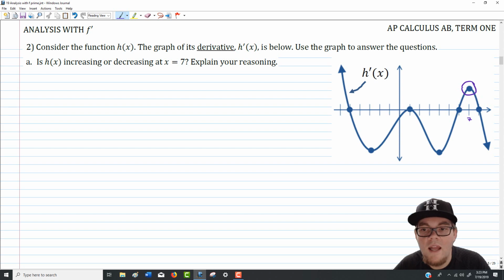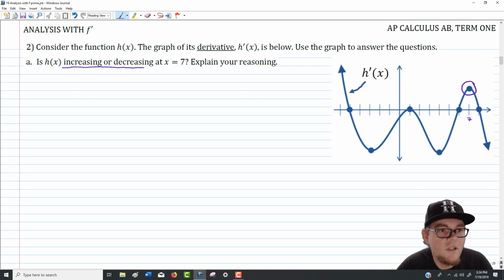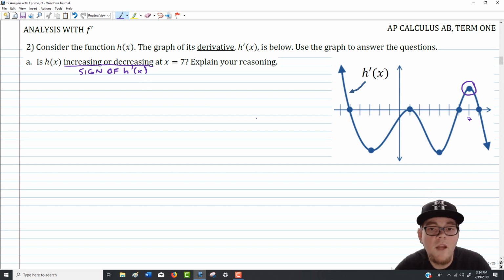So we're interested in what's happening on h at that spot. There's a lot of things you could use to describe that, but the most important thing here is we're asking about increasing or decreasing, which is just basically talking about the sign of the derivative. We're interested in whether the derivative is positive or negative. Well, since this graph is the derivative, we're above the x-axis, and that means that for us, h prime of 7 is clearly positive. In fact, I'm not even going to write greater than 0.